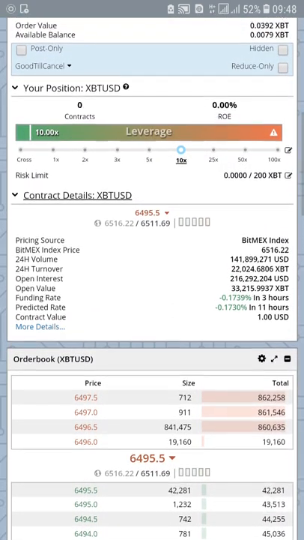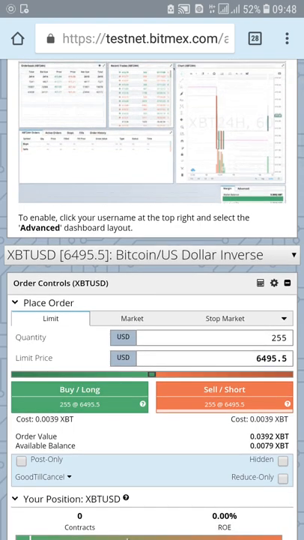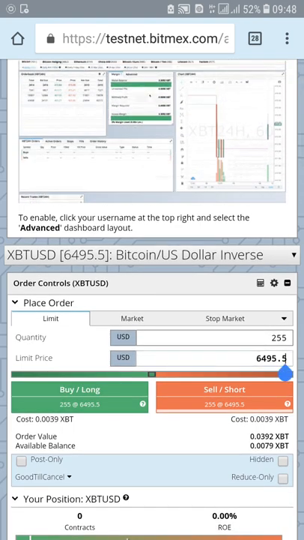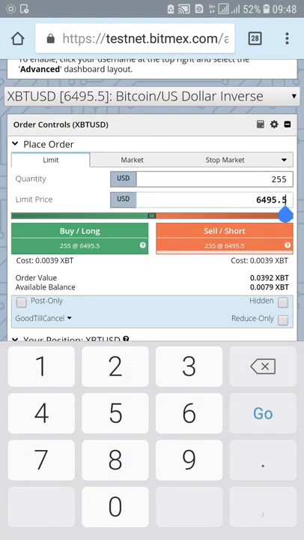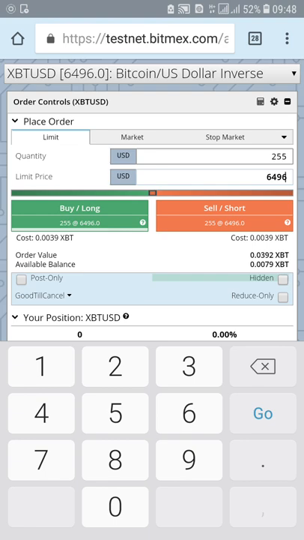So I'm going to be putting in 6496 because I want my order to fill immediately. Then put in the quantity you want to buy. Now, as you adjust the quantity directly under the buy/long and sell/short, you're going to see cost. That is where you see the amount you're spending, the amount of Bitcoin you're spending for the trade.